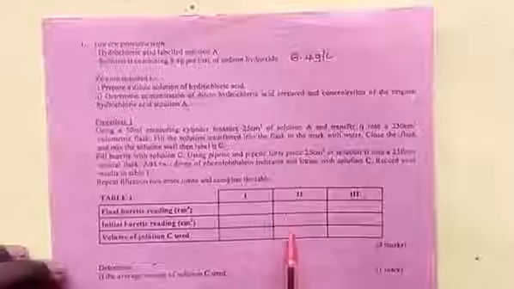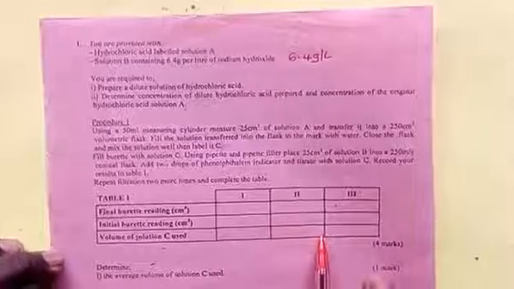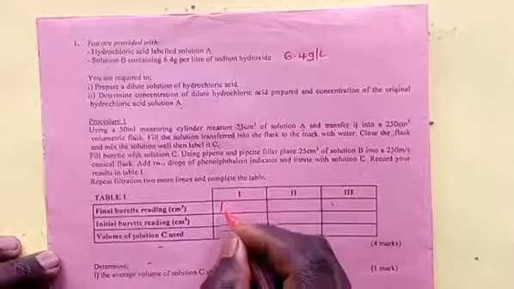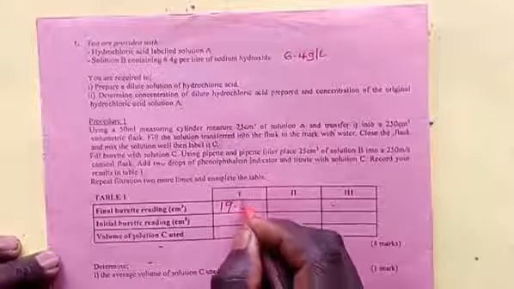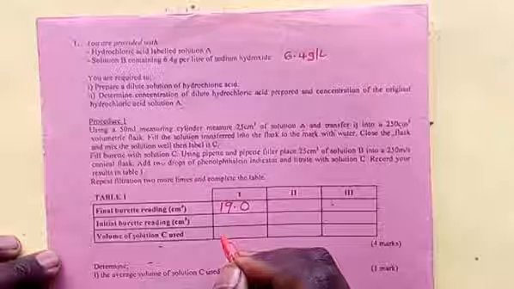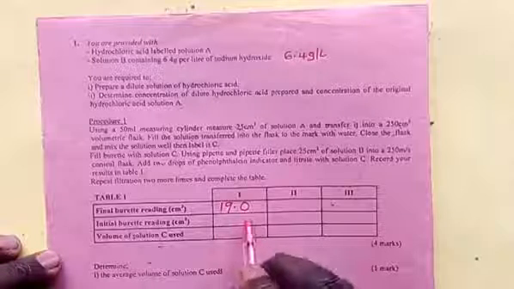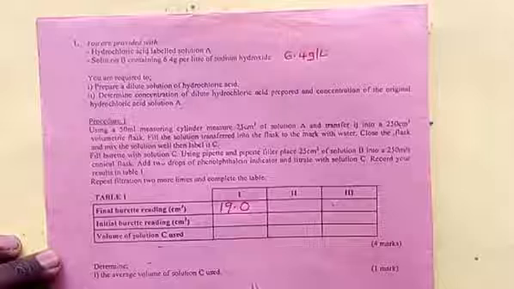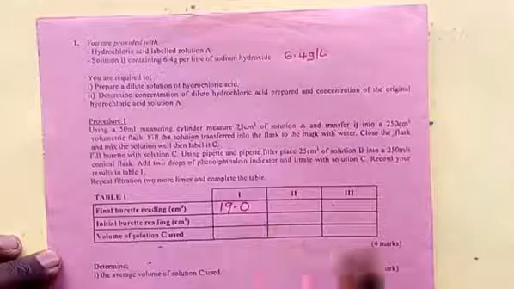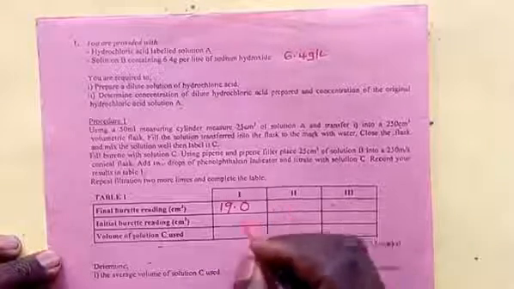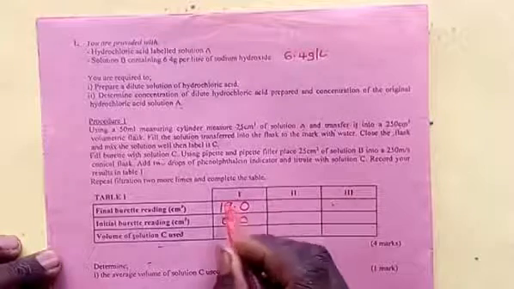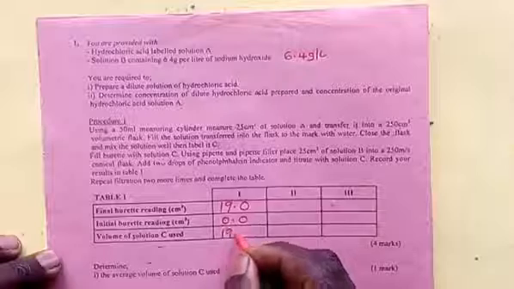So let us assume you have done this practical, so I will give you the values. Here we will have 19.0. I want to use 1 decimal place. Remember, the decimal place has 1 mark and it should be consistent. If you have decided to use 1 decimal place, use it to the other. So I'm going to give you the initial here is 0.0. And then here you subtract, we will get 19.0.